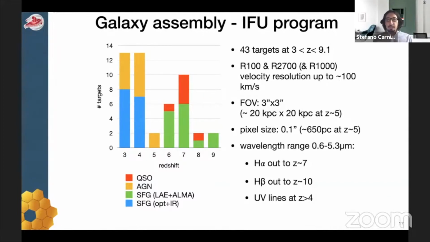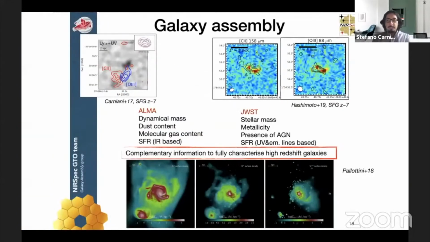And generally, we are going to use R100 and R2700 to study both the stellar emission and the properties of the interstellar medium. We are going to target both normal star-forming galaxies and AGN host galaxies. At redshift higher than 5, say 6, for star-forming galaxies we mainly select galaxies already observed with ALMA, since the synergy between these two facilities allows us to fully characterize the properties of this high-redshift population.